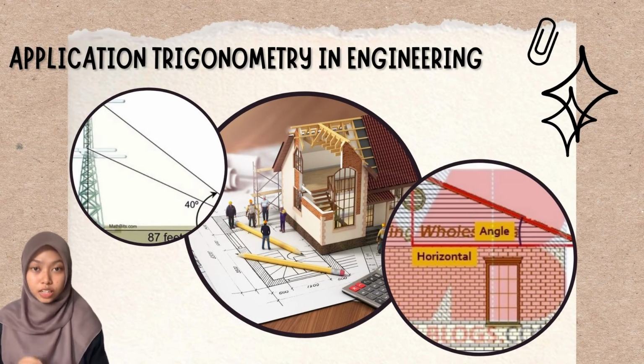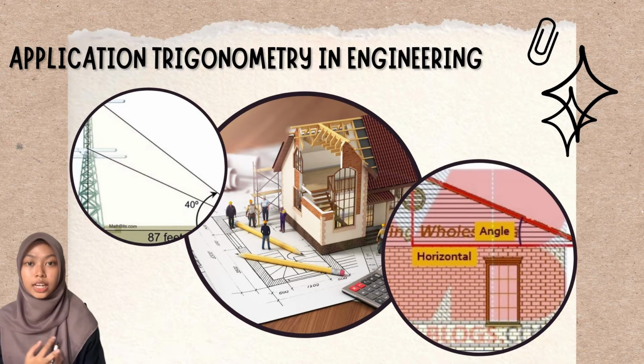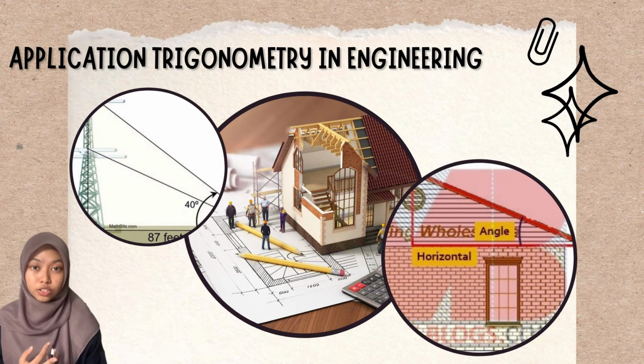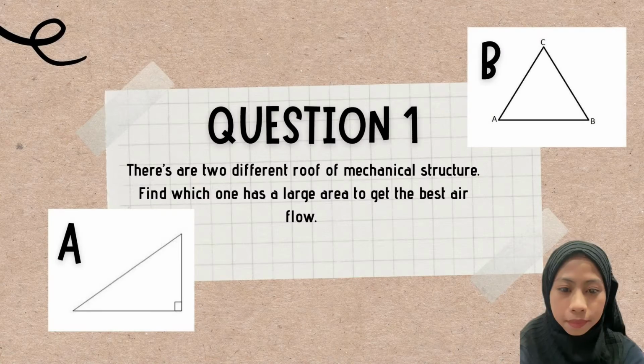In engineering life, we use trigonometric concepts to calculate angle, calculate torque and force, and also calculate static force on an object that is not moving, such as a bridge.